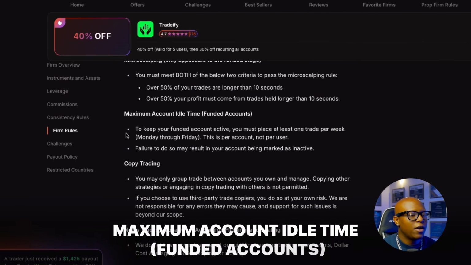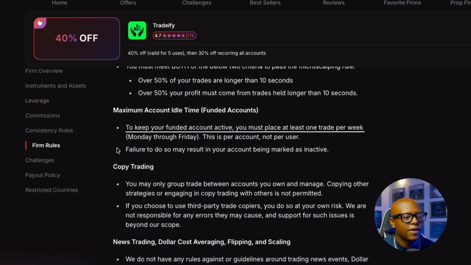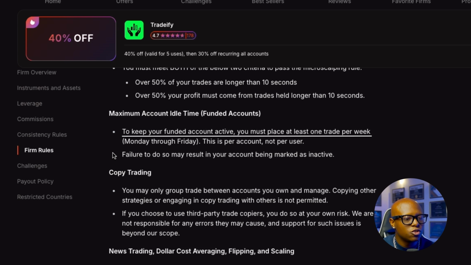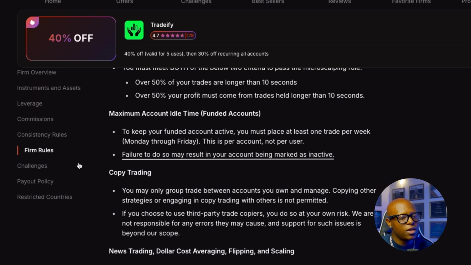The maximum account idle time: to keep your account funded, you must have at least 1 trade per week, Monday through Friday. This is per account and not per user. Failure to do so may result in your account being marked as inactive.